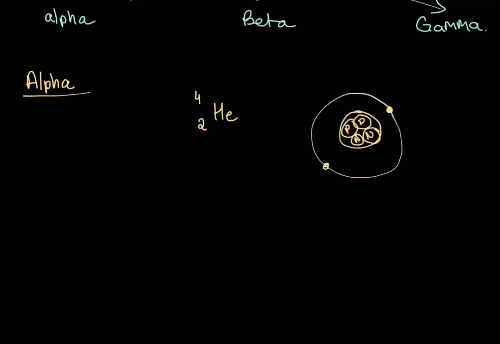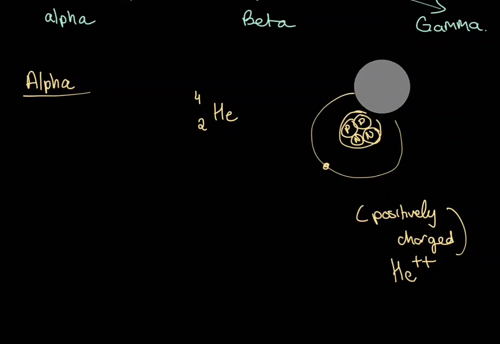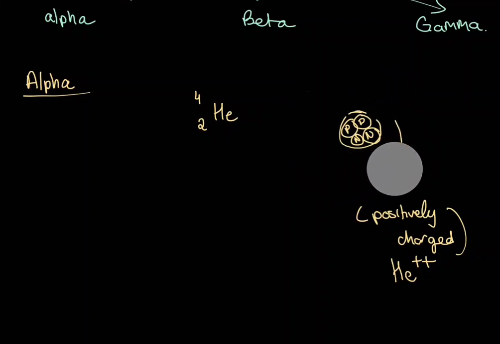Helium also has 2 electrons on the outside, but alpha radiation is positively charged. So it's actually a helium that has lost both of its electrons completely. So we can just get rid of that outside there. So it's only 2 protons and 2 neutrons.